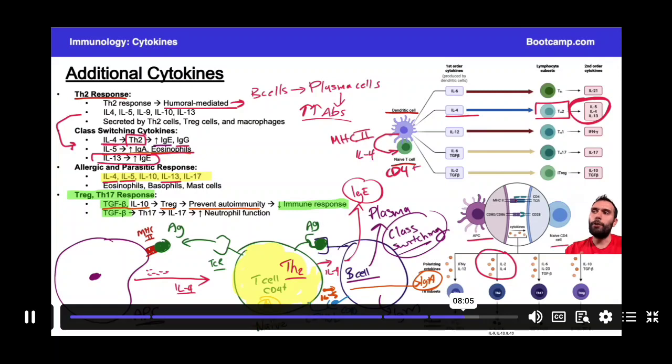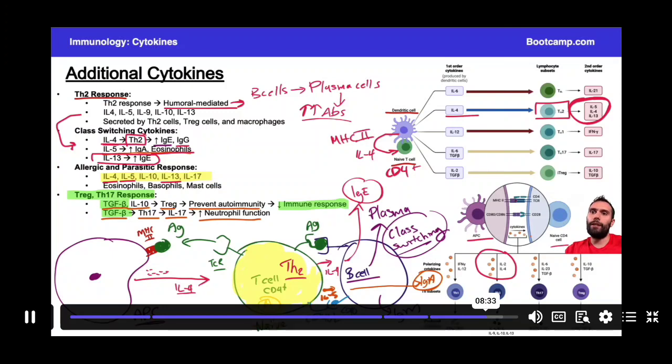You can imagine if you don't have these regulatory T cells, these Tregs, then you're at higher risk for autoimmune reactions because you don't have the cells that prevent autoimmunity, right? And then this TGF beta will also be involved with the T helper 17 response, which is why I include them here. T helper 17, it's pretty straightforward. It's going to classically be associated with interleukin 17, and these are mostly related to neutrophil function. We don't have to go into all the details on that. That's pretty much the extent of it.